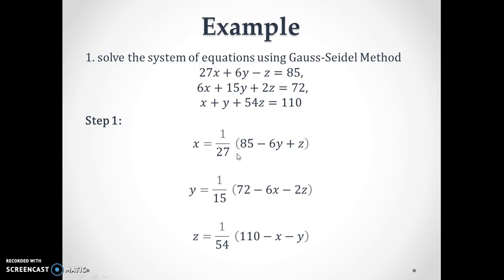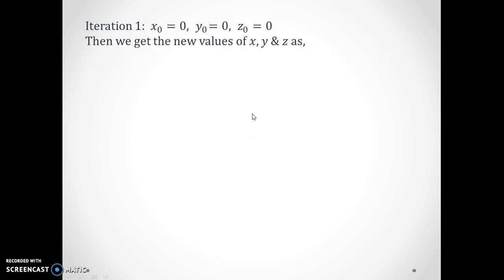I would like you to pause the video and see how these equations are written. Let me just explain the first one. I take 6y and z to this side, to RHS, and then divide the entire expression by the coefficient of x, that is 27. So I get this equation. In a similar way, I get the equation of y from the second equation and the equation of z from the third equation. Okay, so we start our iteration now.